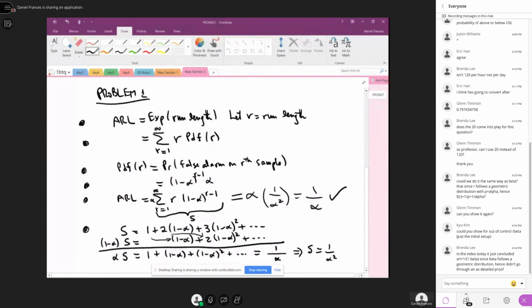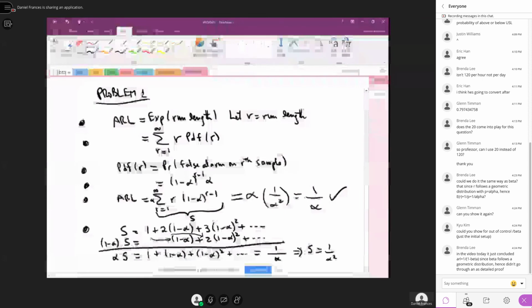And then once I have that, I can subtract both the left side and the right side. On the left side, I get 1 minus 1 plus alpha times S. And on the right side, I get something really nice. I get a plain old geometric series whose formula I know from high school, A over 1 minus R. I can also derive this, by the way, but that's another story.